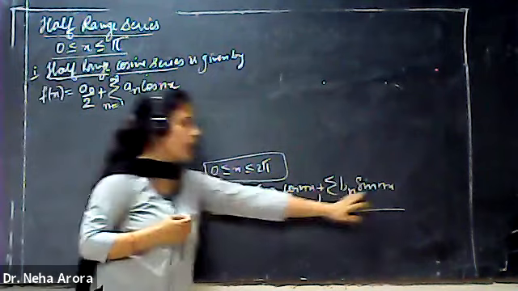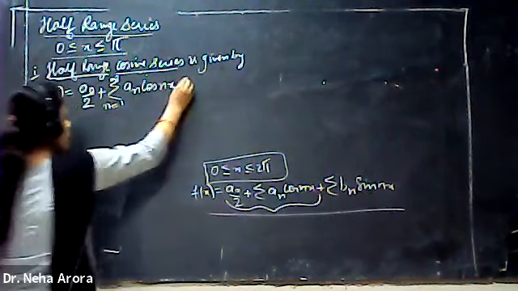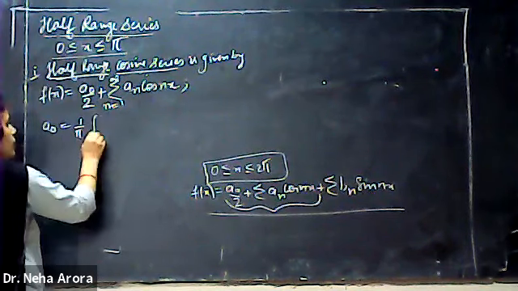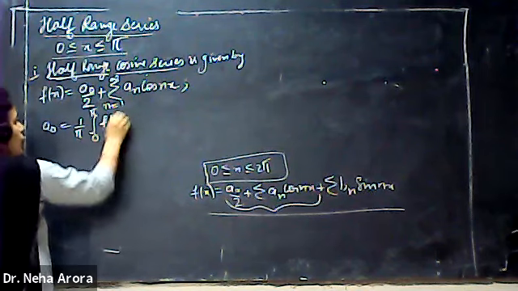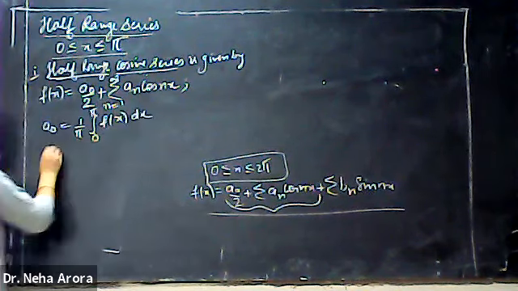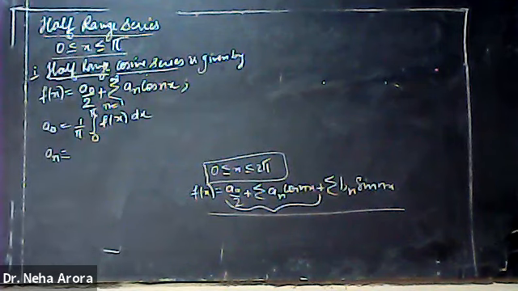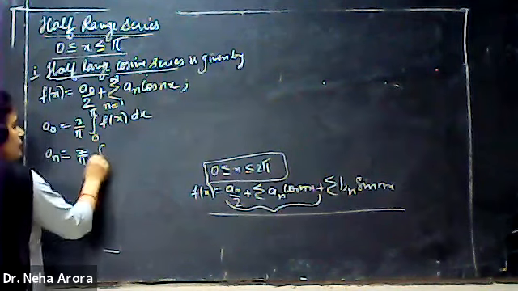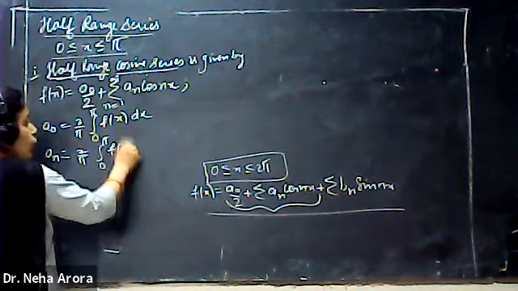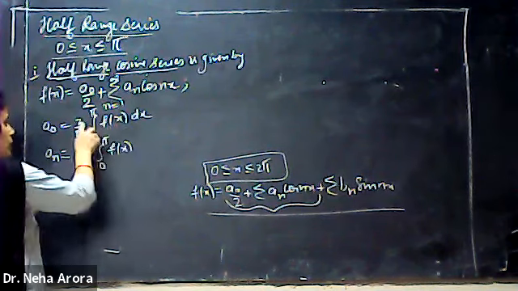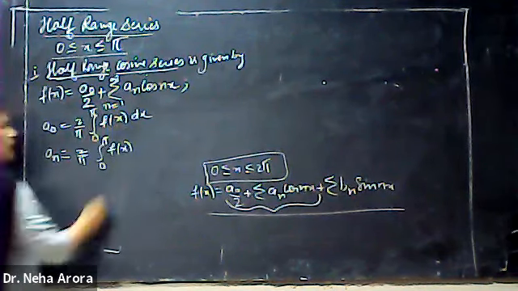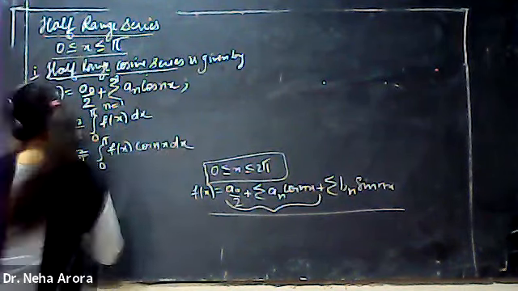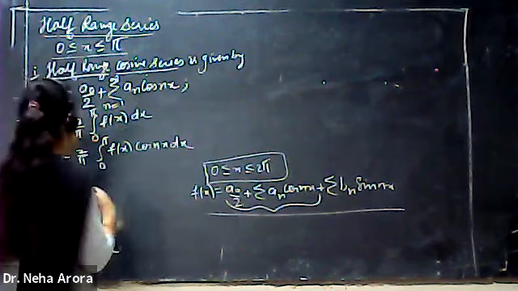It will not contain the terms of sine, where a naught is 2 by pi, integral 0 to pi, f(x) dx, and similarly a_n is equal to 2 by pi, integral 0 to pi, f(x) cos nx dx. We will not check even or odd here. It is by default that we have 2 by pi. So this is about half range cosine series.